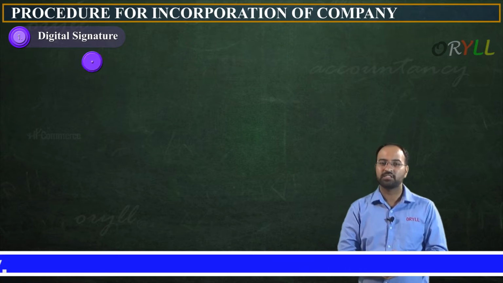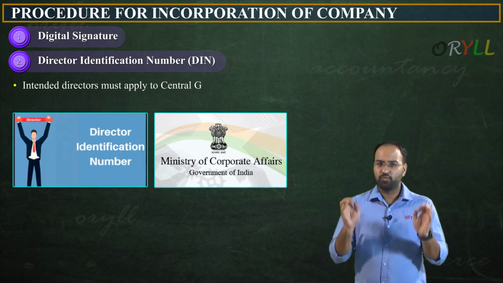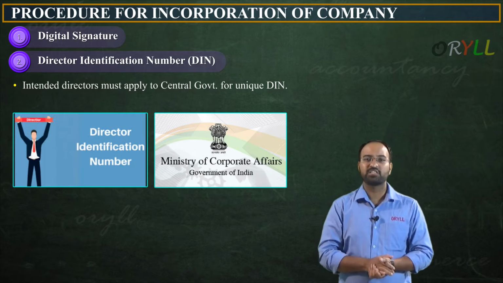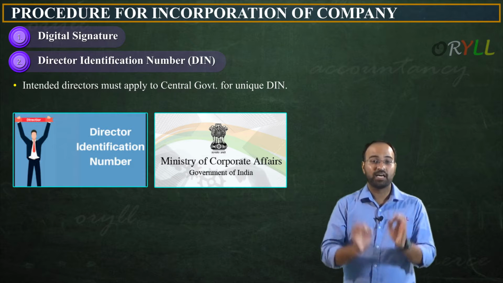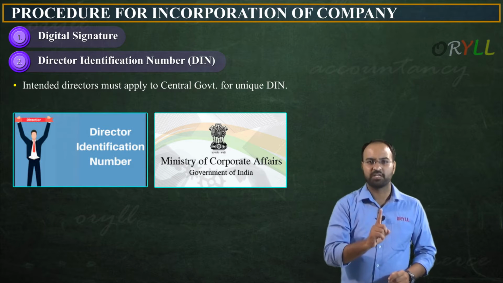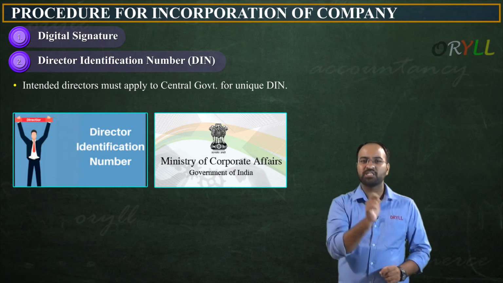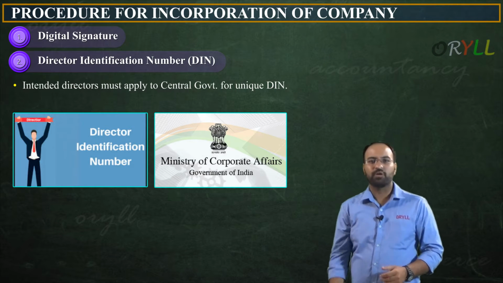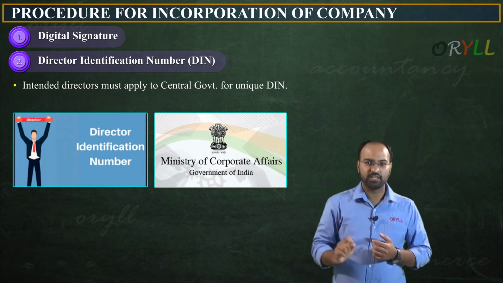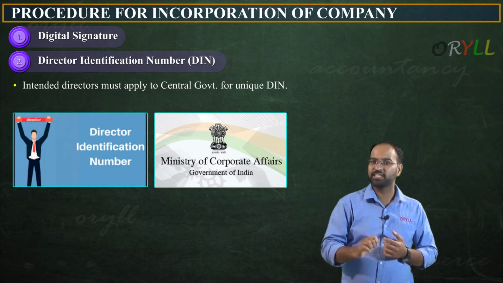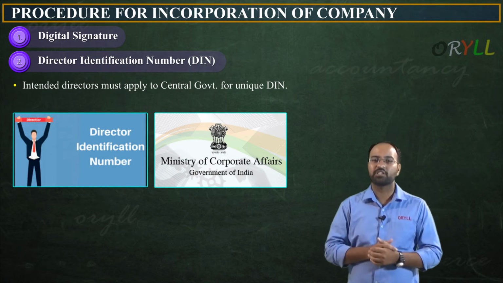Now the second one is the director identification number. Understand? The one who wants to become a director should first have one number. That number will be called the director identification number, compulsory. Got it? And in India, only the central government can issue this director identification number. So if I want to become a director, I have to make an application to the central government, and if they are satisfied, they'll give me one number. That number will be called the director identification number.